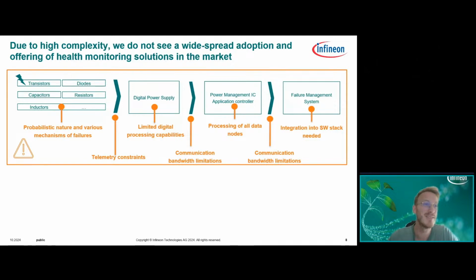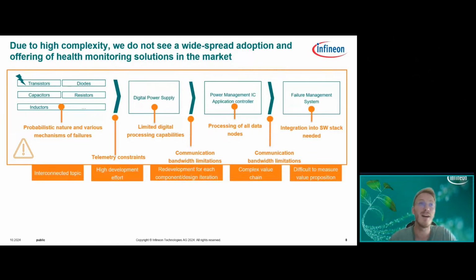And then all of this needs to be integrated into a software stack, which is already present at the customer side. And then you have so many different people, like disciplines, who need to work together on this. You need to redo this for every design phase or for every new design that you make. And determining the value proposition of something like this is very difficult, because how do you determine how many false positives you had and how many failures you actually prevented by your means? So this is a very complex solution or problem statement.